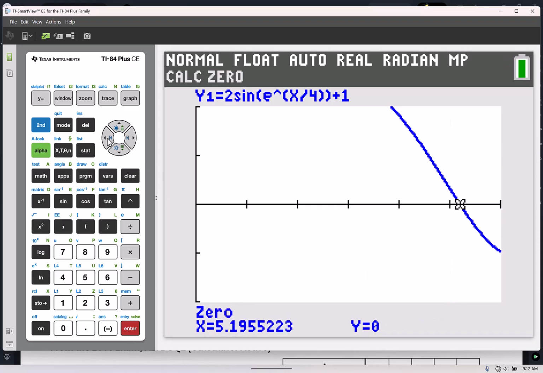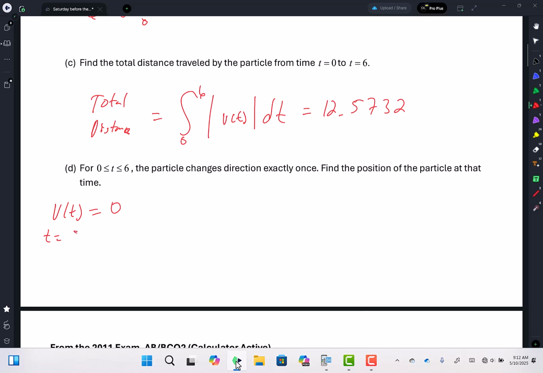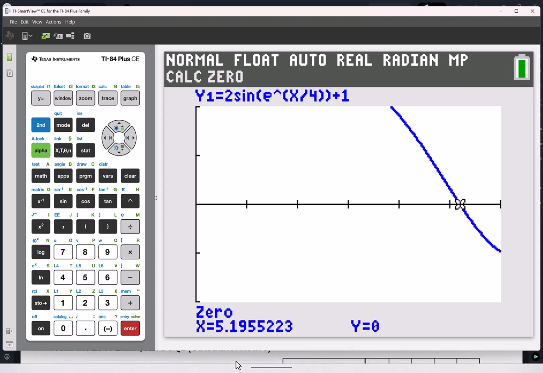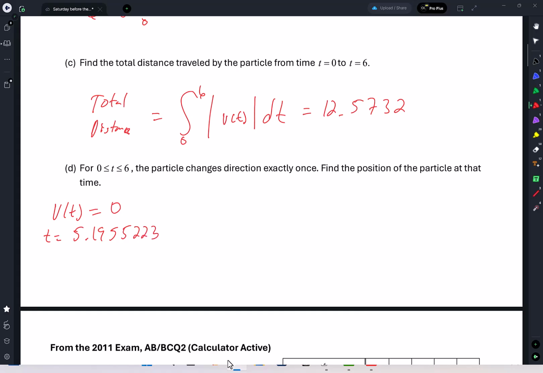Or you can use the scroller, left and right, to pick it. It's right there. So t equals 5.1955223. I'm going to store this to A so I don't have to use all those digits. I'm going to go store and just put capital A. And then I can do this. It says the particle changes direction exactly once, so there's where it changes direction.